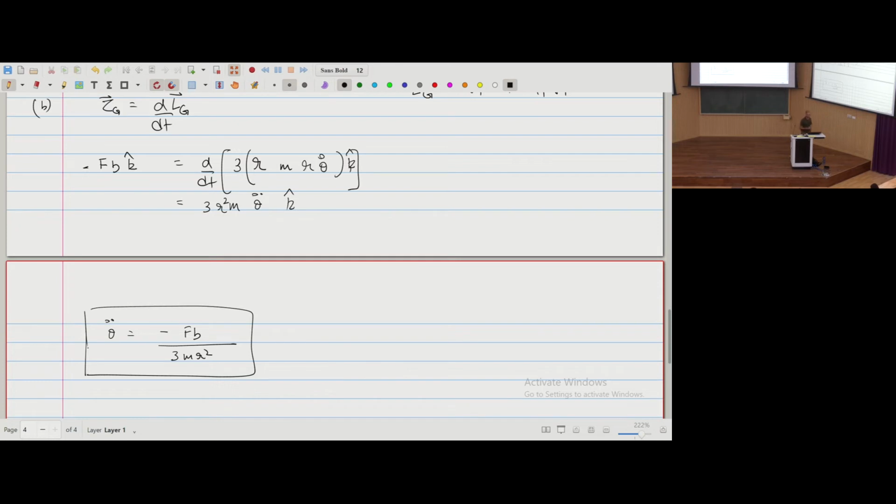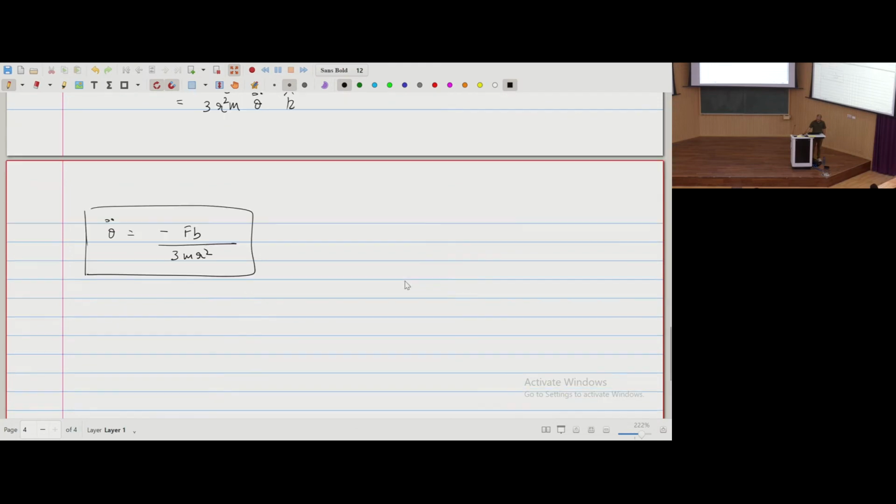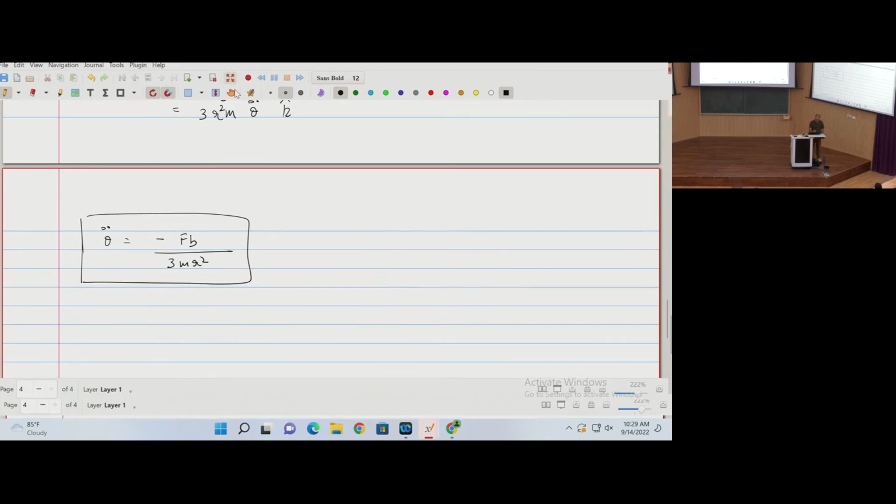This is the angular acceleration, and it's negative because anti-clockwise was taken as positive. So that means the actual angular acceleration is clockwise, and that is what we had the intuition when we saw the problem. Any questions?